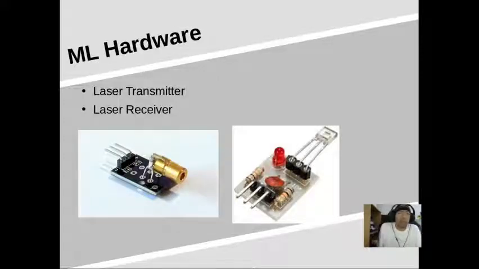Okay, for the machine learning hardware, we need a laser transmitter and a laser receiver. There are other approaches to do our hardware for image capturing via our webcam. We could use the optical interrupter module, but in my case I use the laser transmitter and a laser receiver.